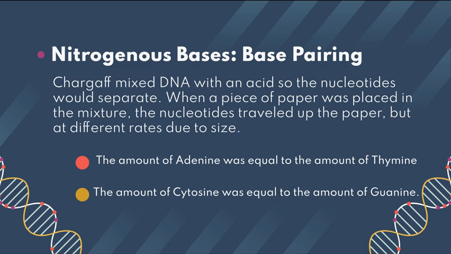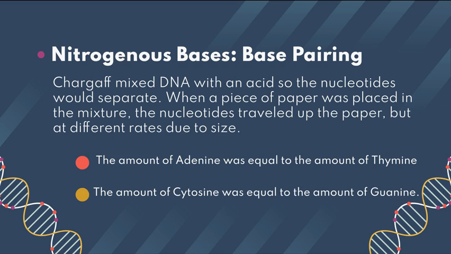From this, he was able to infer that the amount of adenine was equal to the amount of thymine because their levels were the same on the paper, or that they essentially traveled at the same rate. And he saw the same thing in cytosine and guanine. They were equal on the paper as well.